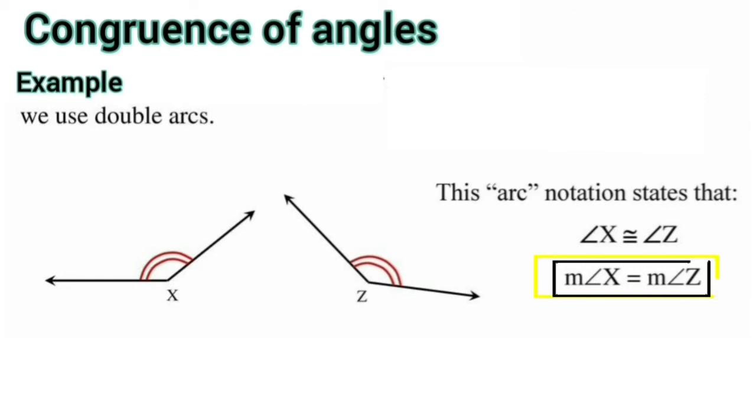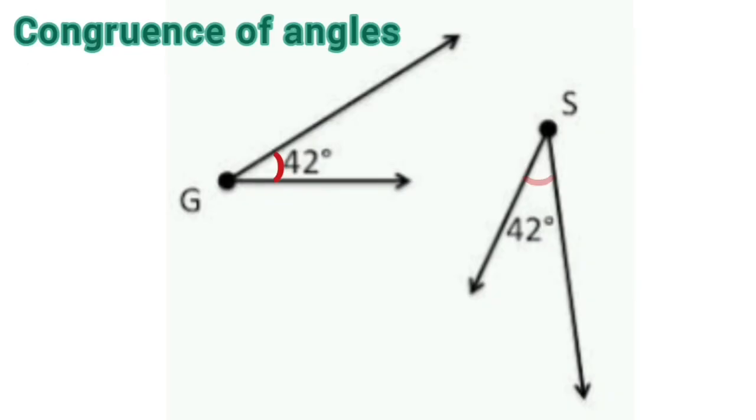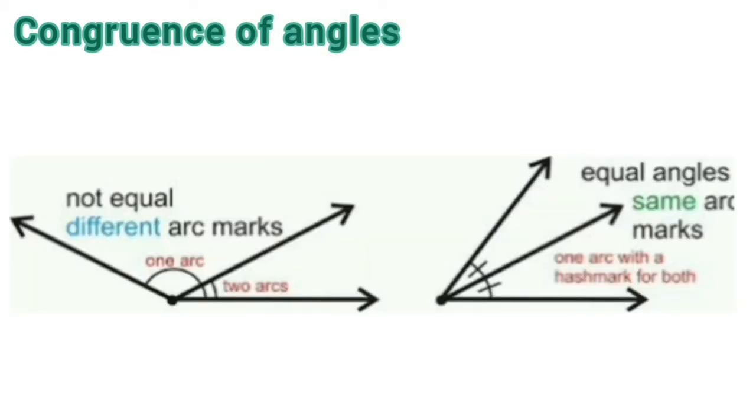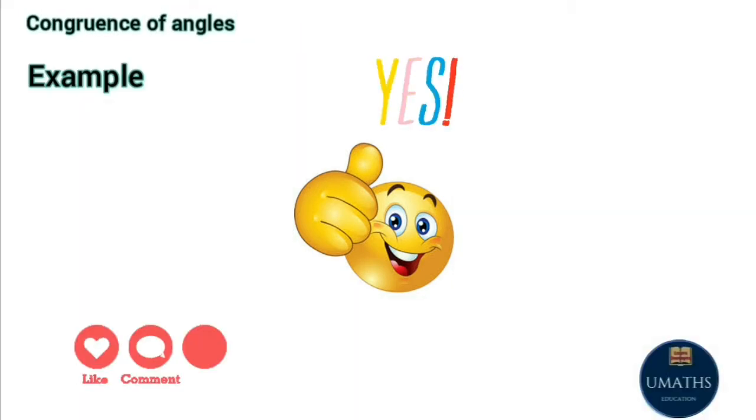Congruency of angles can be shown by using the same number of tick marks on their angles too. Note here, the congruence of angles does not depend on the length of their arms. It depends upon the measures of those angles. I am sure you must have understood the concept of angle congruency. Right, students? Observe the given angles and write the names of those having equal measures.